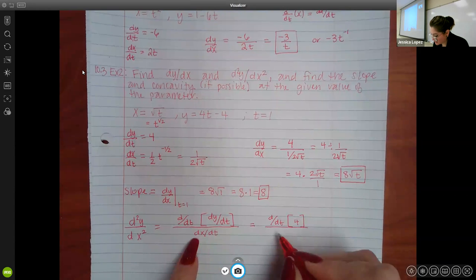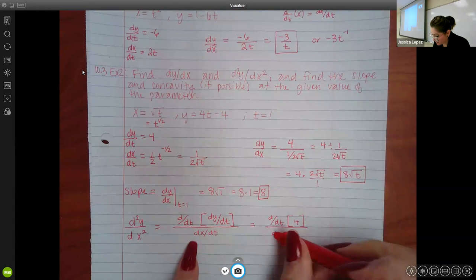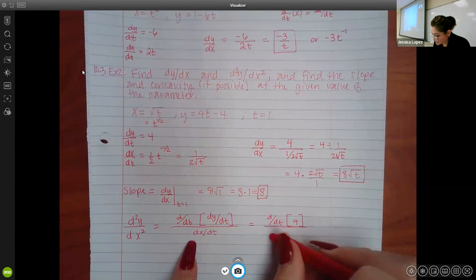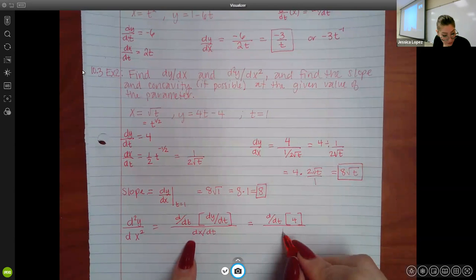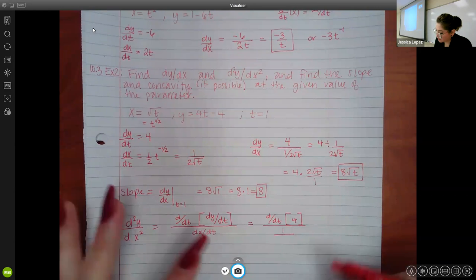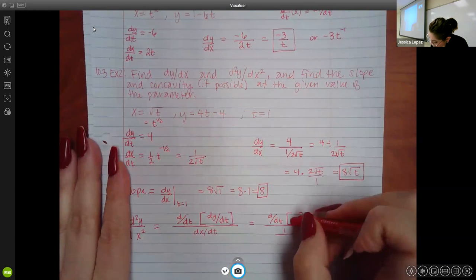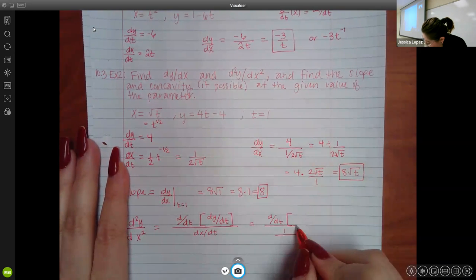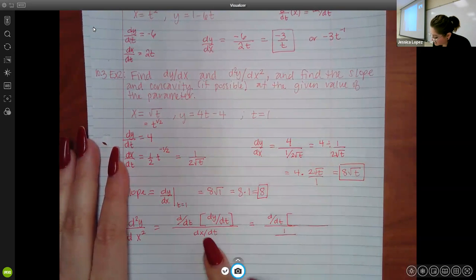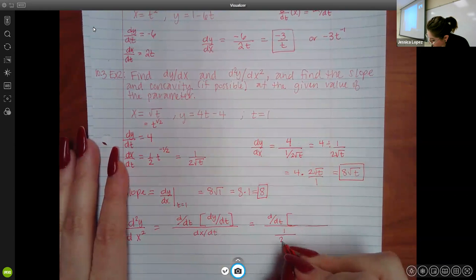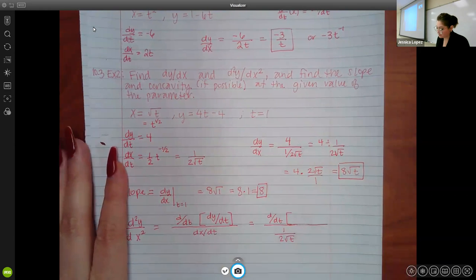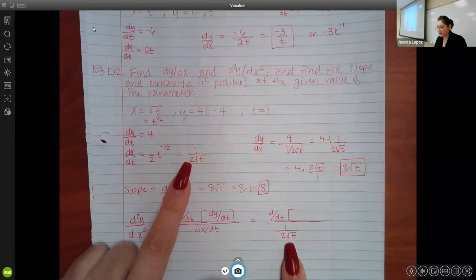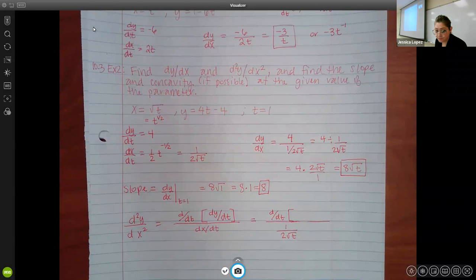And dx/dt, whatever that was, 1 over... oh, I wrote it wrong. That's what's going on here. This is not right, and I will explain in just one second. dx/dt, you said what? 2 square root of t, right? That was dx/dt. I have this formula wrong.